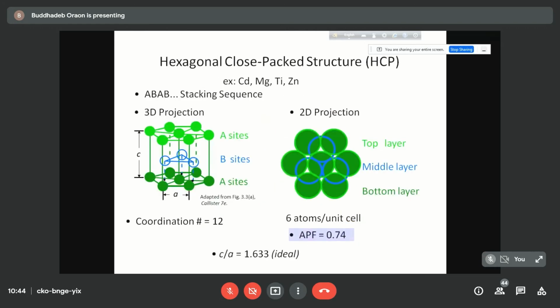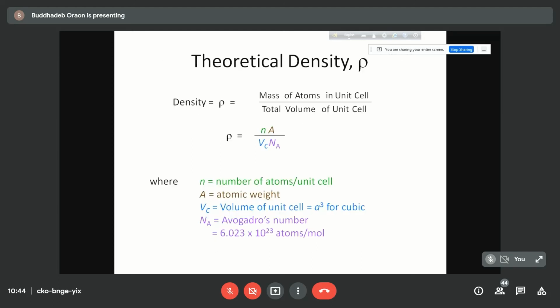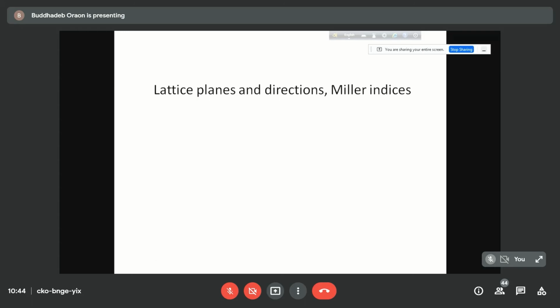I am just skipping. So this is the unit cell calculation of HCP. Some idea may be there. So this formula you know. Now here is the topic. This topic I will explain to you slightly in detail because this is new to you.